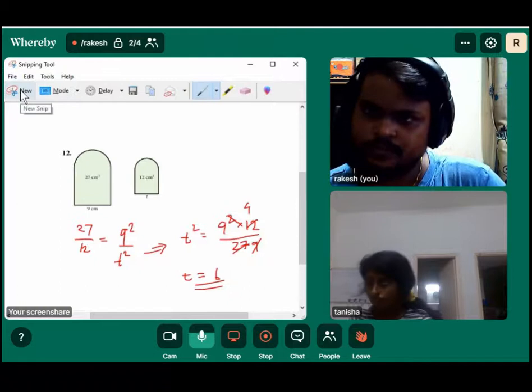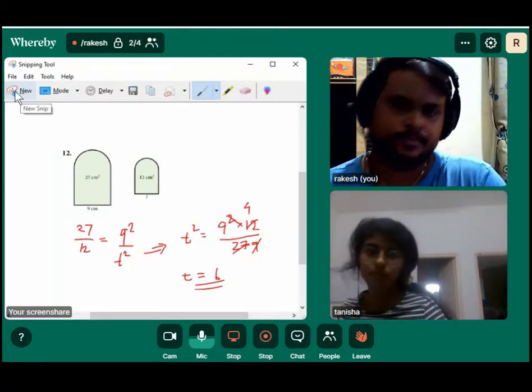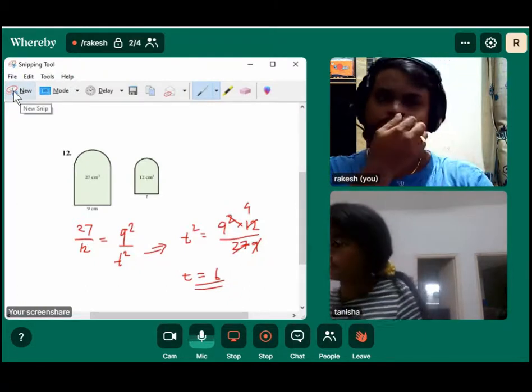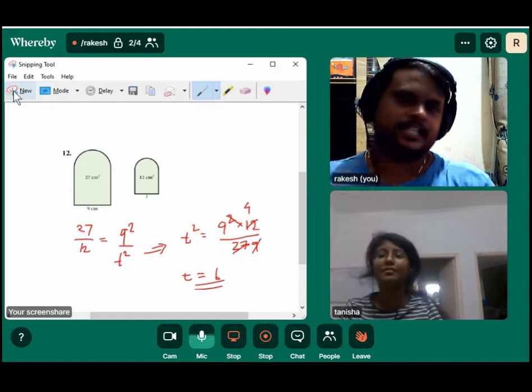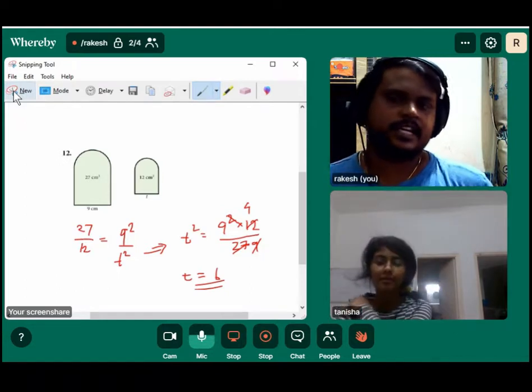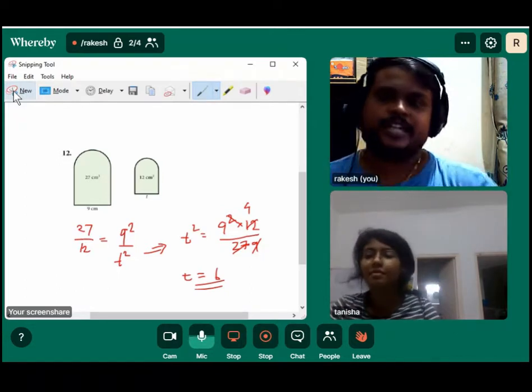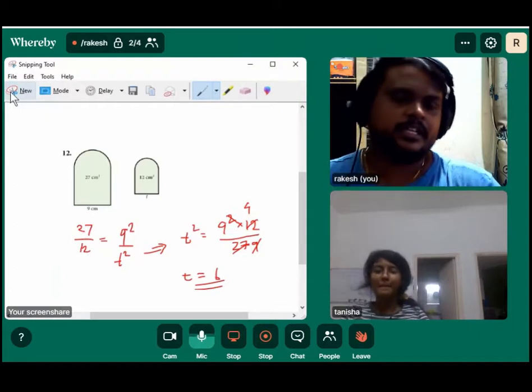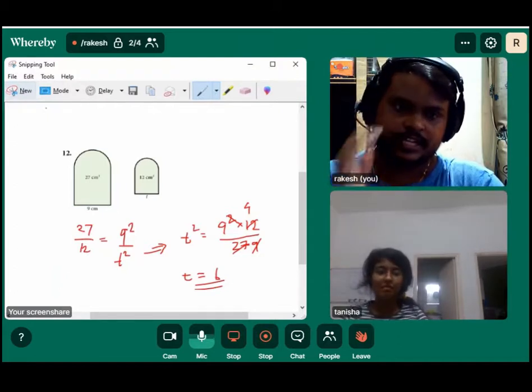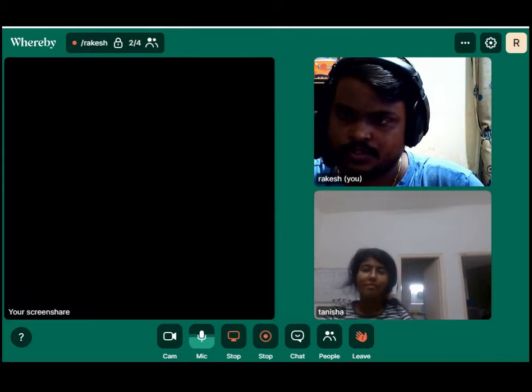Okay. Now we'll move to the three-dimensional object. So these are basically 2D, right? So in that case, we were dealing with the area. Now we'll do three-dimensional. There also we'll deal with the surface area only. So let's take this question.